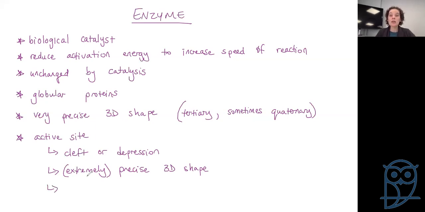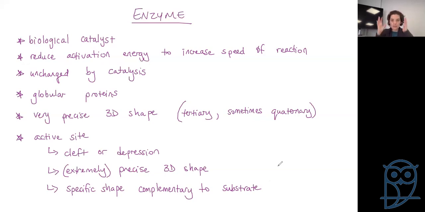Okay, and this shape is specific, okay? It's not only precise, it is specific. And it is specific to a particular substrate. Specific shape, complementary to the substrate. Now, as we go through mode of action and course of reaction, you're going to see things of this list coming up. So it's important that you get them set in your mind.